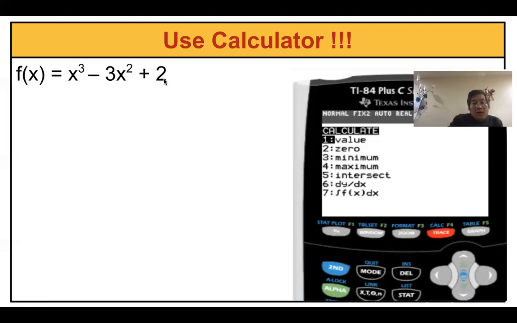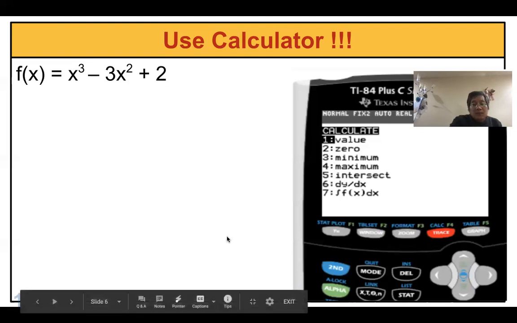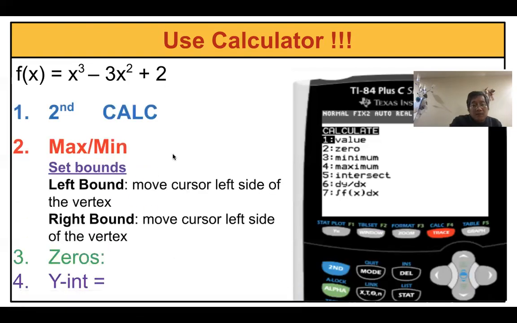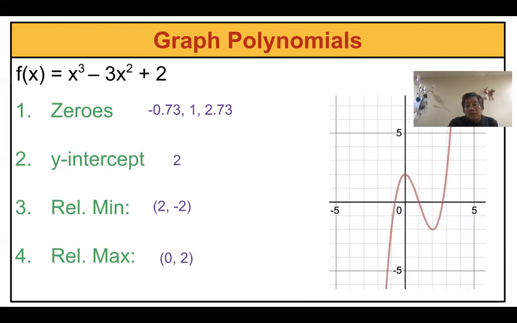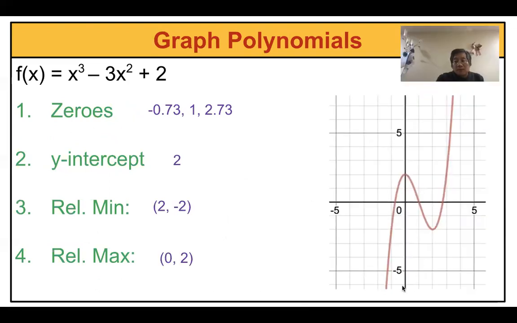So now you know the y-intercept, and then look at the graph. If you look at the graph, it looks like this. Oh, it shows everything, right? But now how many zeros? 1, 2, 3 zeros. One relative minimum, one relative maximum.